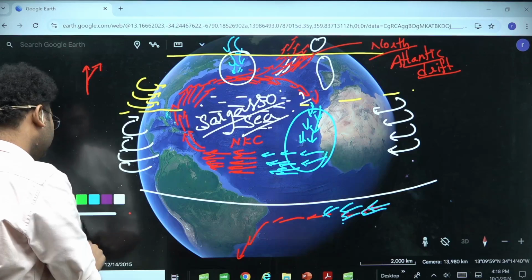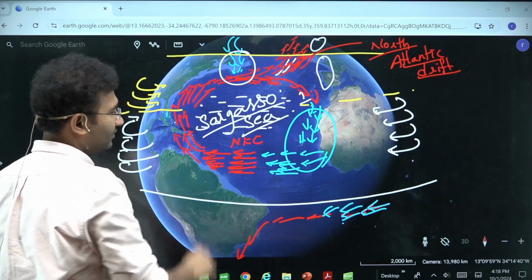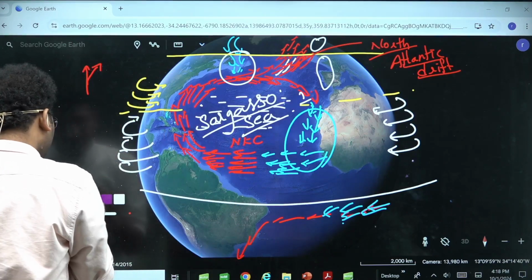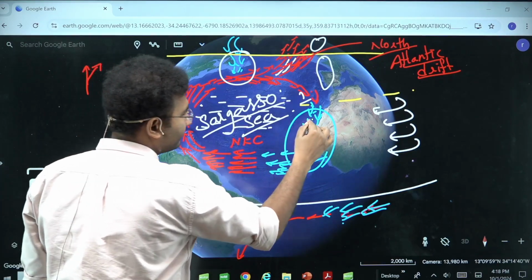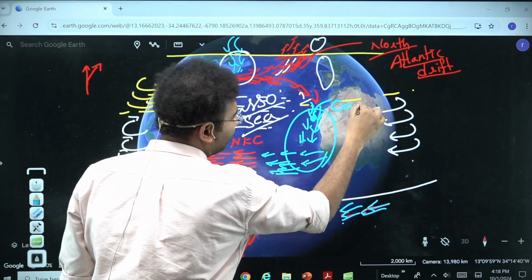Whereas, likewise, there are names that are given to these currents. See, here you will have an island called Canary. This is called the Canary Current.